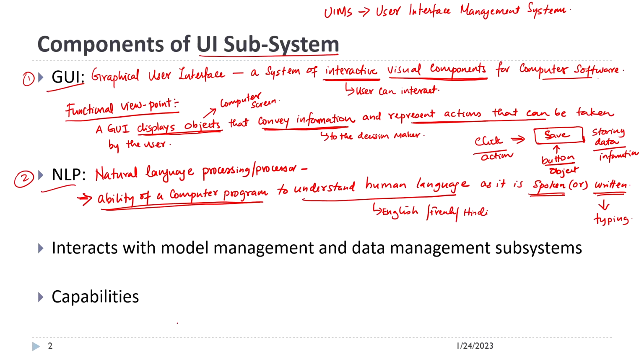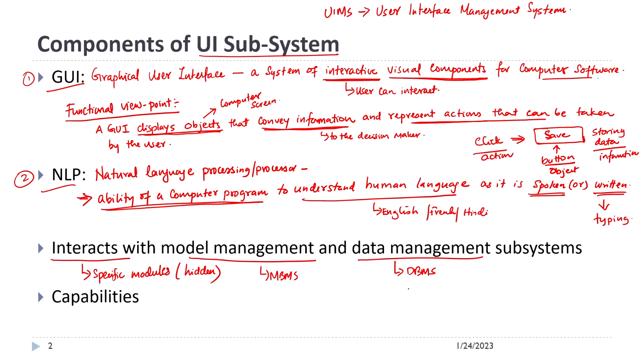Then the third one is a component that consists of specific modules. These modules are usually hidden, you really do not see them. What it does is deal with model management, the MBMS, and data management, the DBMS. So, the user interface also provides specific, mostly hidden modules that can interact with the model management system and the database management subsystem. Why? For the database management system to deal with the data, and the model based management system to deal with models.